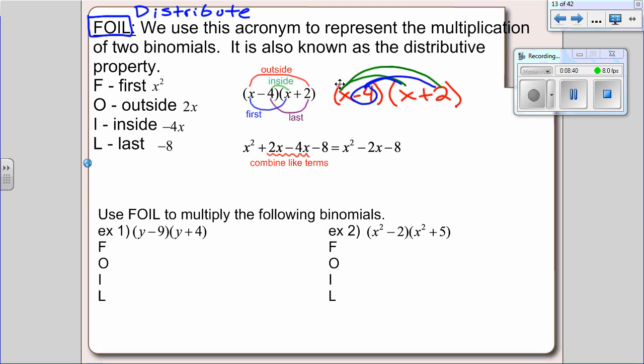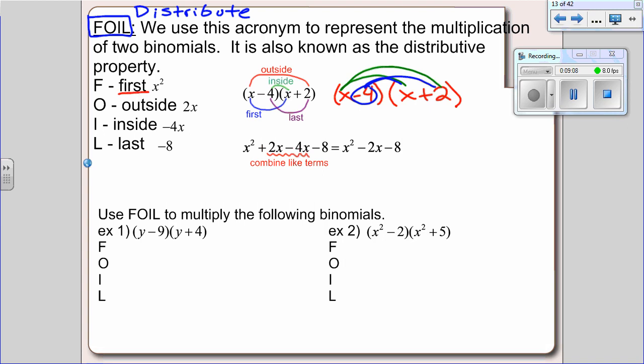FOIL is a way of organizing your distribution. That is a lot of distributing, right? And sometimes people miss something or they get a little messy. So FOIL is just a way of organizing your work and reminding you how to do the distribution. FOIL stands for 4 different things. It stands for first. F means first.